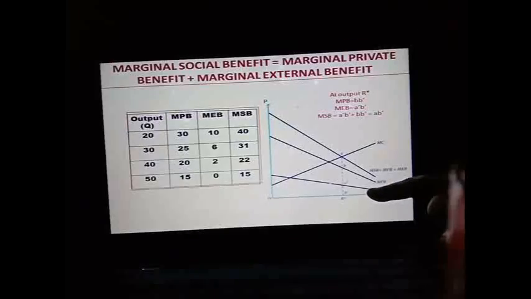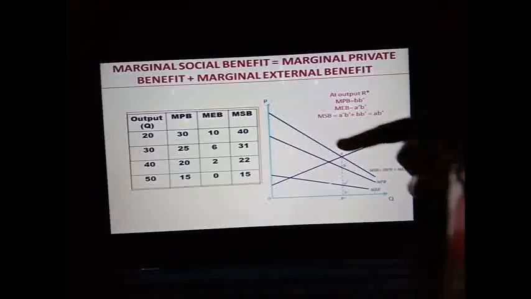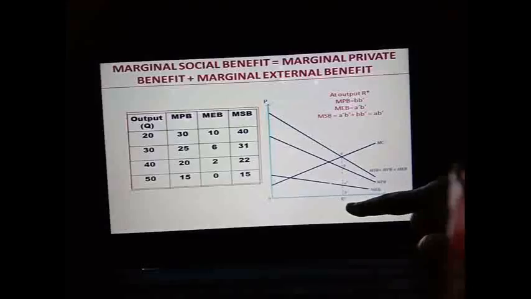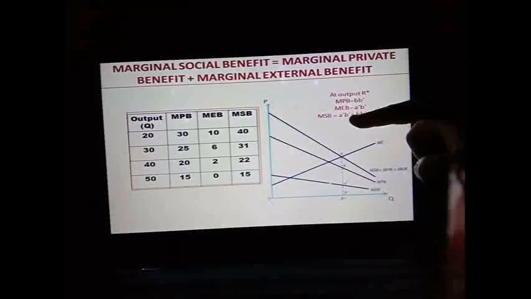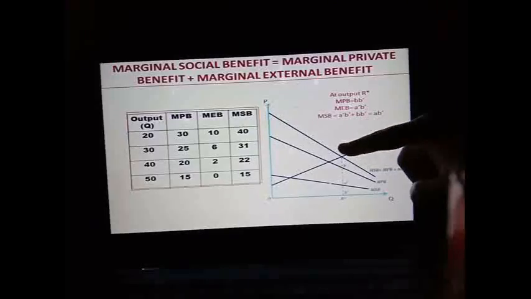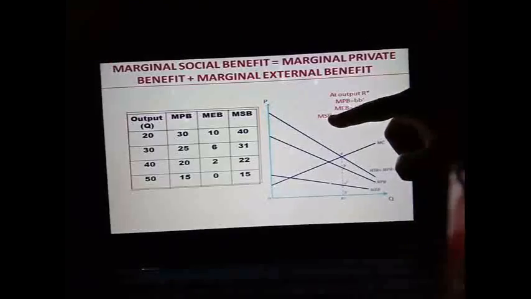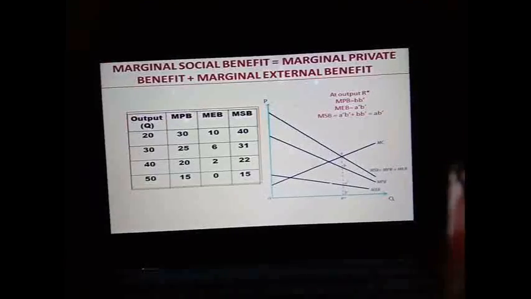Now if we add up both our marginal external benefit and marginal private benefit, then we get our marginal social benefit. For example, at quantity r star, our marginal private benefit is b prime, and marginal external benefit is a prime b prime. If we add up both a prime b prime and b prime, then we get a b prime. That a b prime is our marginal social benefit at the output r star. So our marginal social benefit curve is also downward sloping.